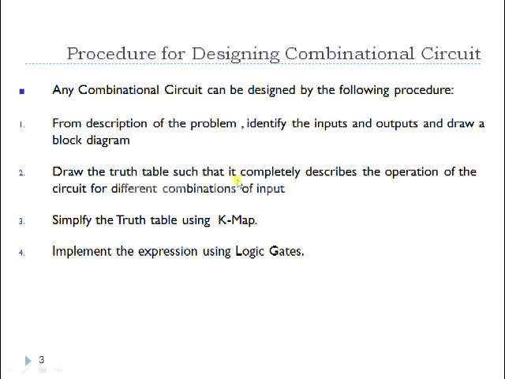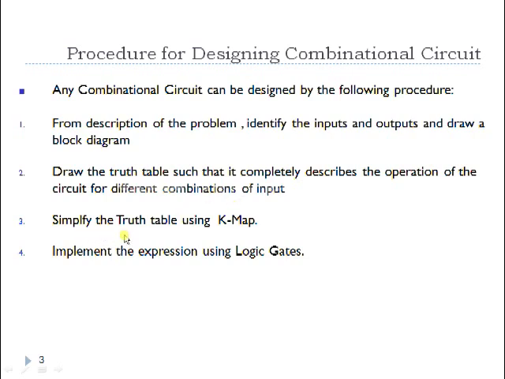Draw the truth table such that it completely describes the operation of the circuit for different combinations of input. In the previous sessions we have seen how to get the truth table from a given problem or from a given expression. So we have to draw the truth table for the given problem from the block diagram, or from the expression, where the truth table gives us the relationship between the inputs and outputs for different combinations.